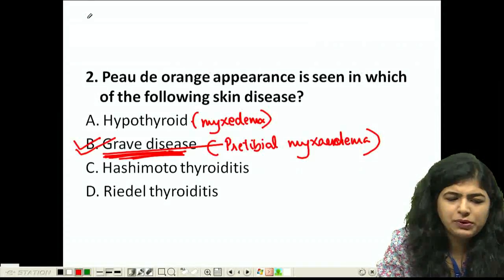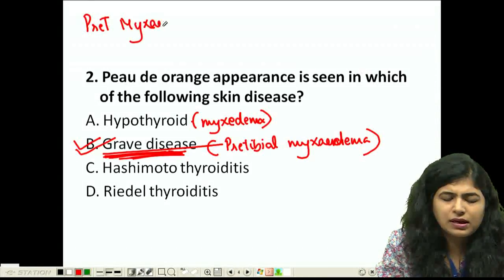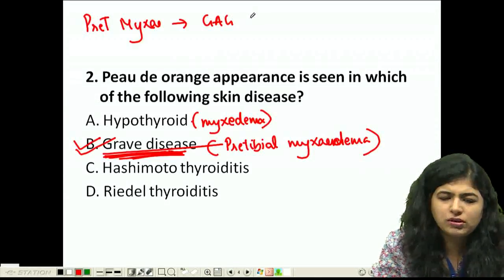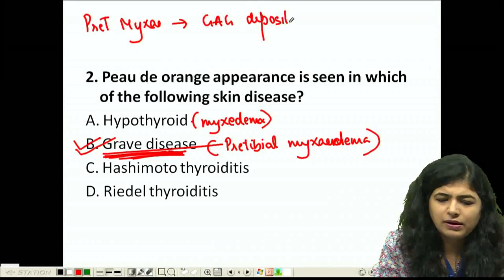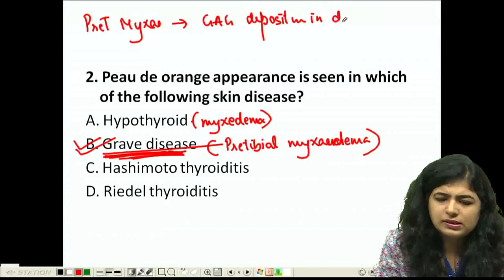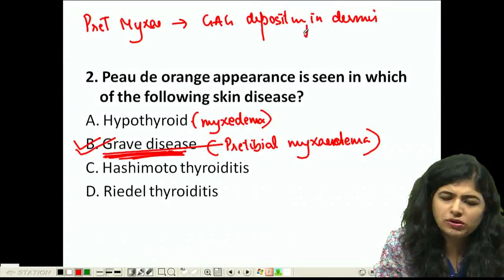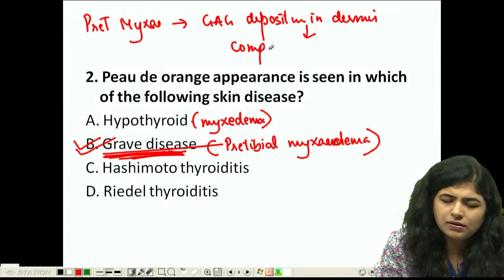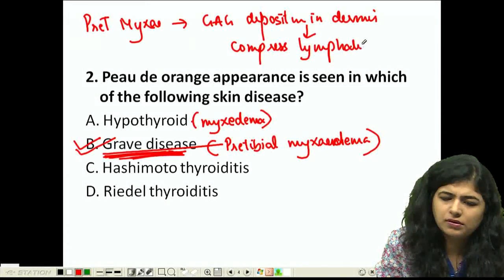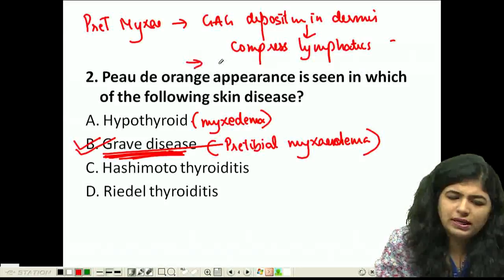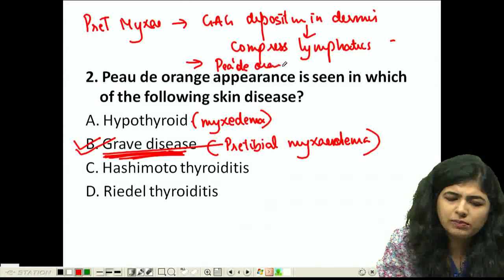What actually happens in pre-tibial myxedema? There is glycosaminoglycan deposition in the dermis, right? Since these are present in the dermis, what do they do? They compress the lymphatics, causing the appearance which is your powdery orange appearance.